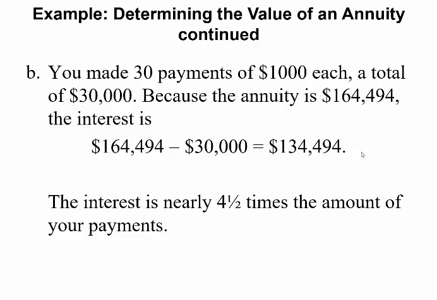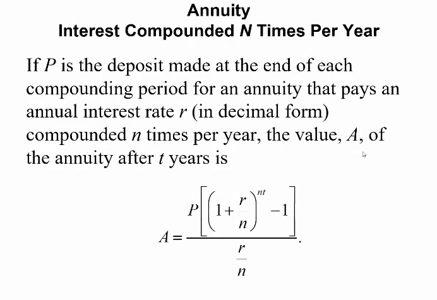That's good. So just follow the formula. Now you know that was only compounded annually. So what happens if the interest is compounded n times per year? If P is the deposit made at the end of each compounding period, so how much you're going to put in each period, for an annuity that pays an annual interest rate of R, so R is the rate, compounded n times per year, so n is like if it's monthly, n will be 12.